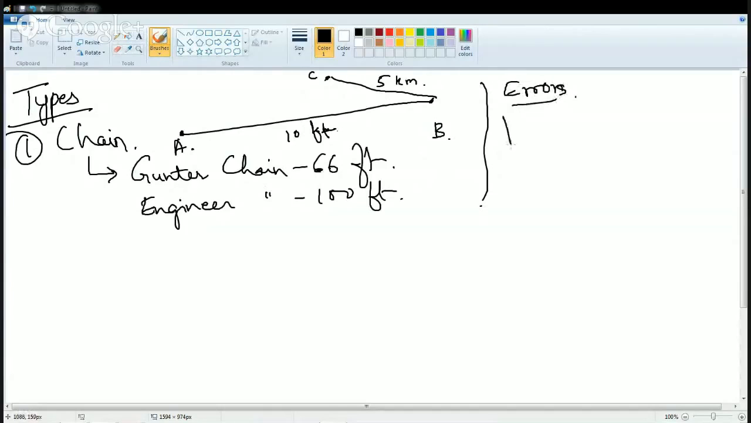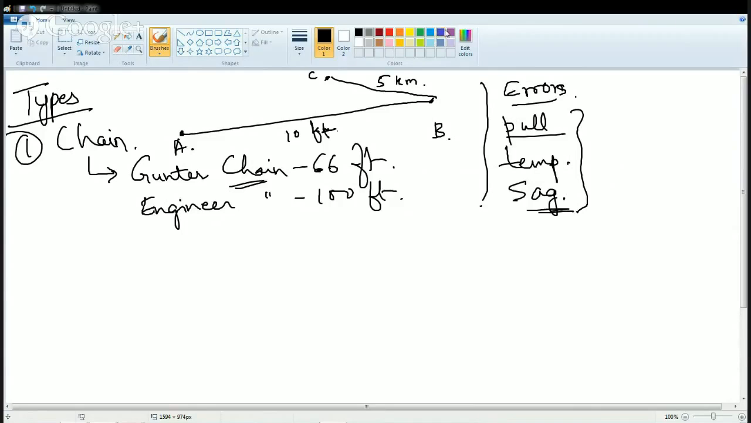So what are the common errors? The error due to pull. If I pull it too hard, it will stretch a lot, and because it will stretch more, there can be error in the exact measurement. The second error is due to temperature. For example, if my chain is made of steel and it is high temperature, the steel will expand and the measurements would vary. Then it's due to sag. If I'm not pulling it properly, it's loose in between, then there would be an error. So these 3 are the most common errors in chain measurement or chain survey.